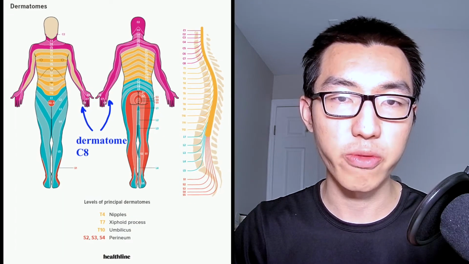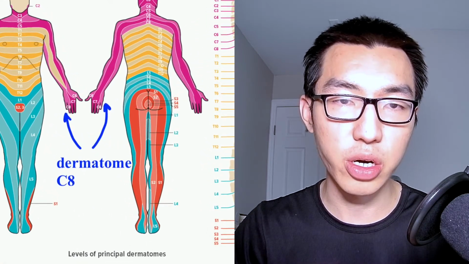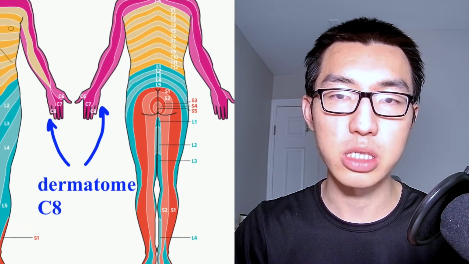For example, if a patient has completely lost his sensation in his ring and little finger, then there might be something wrong with his spinal nerve C8. Please keep this concept in your mind. We'll see it more often when we talk about some clinical cases later.